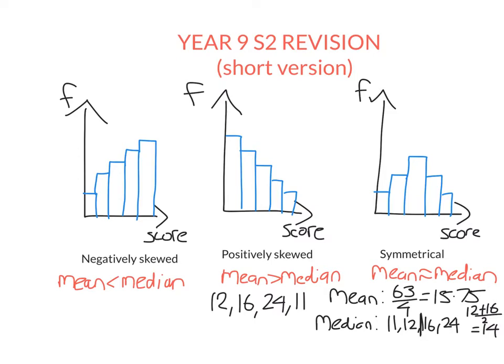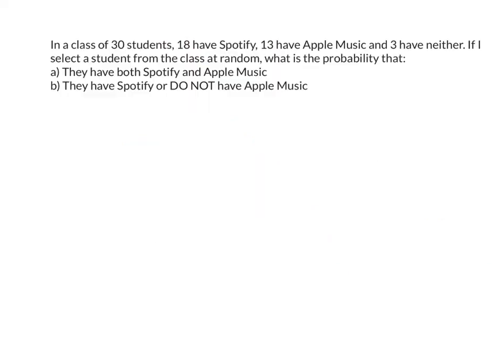All right, let's get on to probability now. In probability, you basically need to be able to do two things. The first thing, I'm including Venn diagrams and two-way tables together. You can pick which one you prefer. The second thing in probability you need to be able to do is tree diagrams.